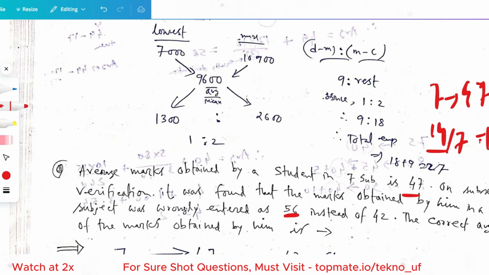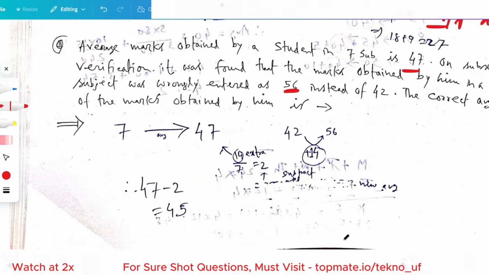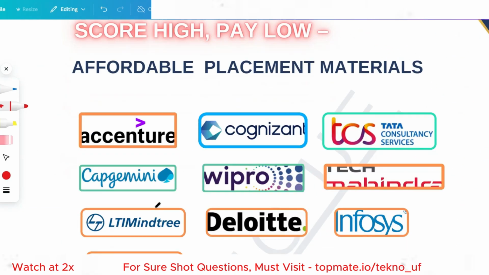So 47 minus 2 we have to do. So 47 was the previous average, right? So total 14 marks they have given more. So if we divide this 14 by 7, then we get that 2 marks for each subject have been given more. So we have to reduce that 2, okay. So 47 minus 2, that becomes 45, okay. So this is so simple as that, but I am just making it complicated, okay. So 45 is the answer. So let me go to the next question.